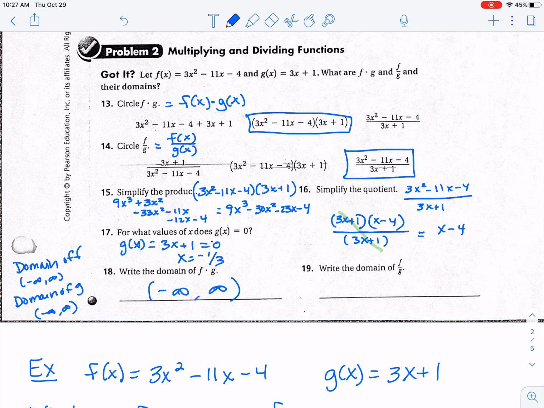So f divided by g, it's going to start with all real numbers, but the denominator can't be 0. Well, when does 3x plus 1 equal 0? We just did that in number 17, at negative a third. So all real numbers but negative a third. That means negative infinity to negative 1/3, union negative a third to infinity.